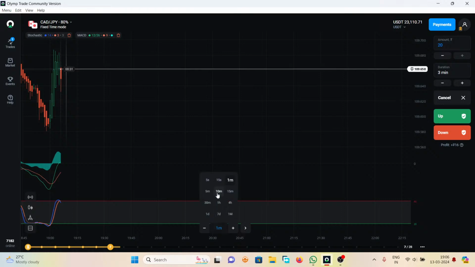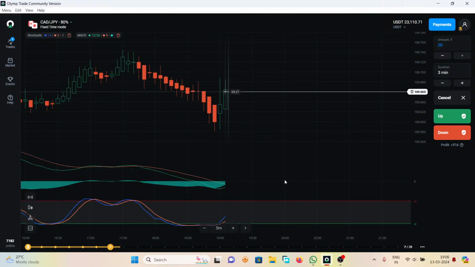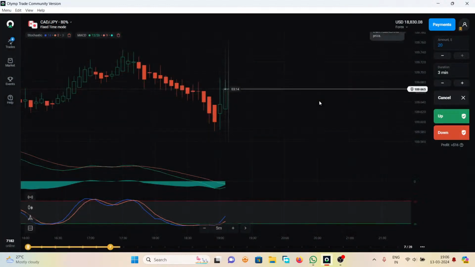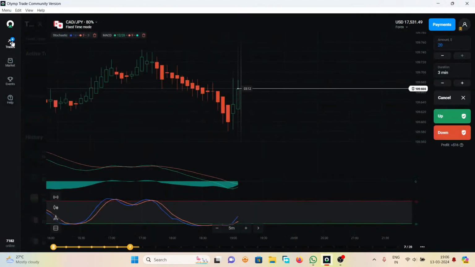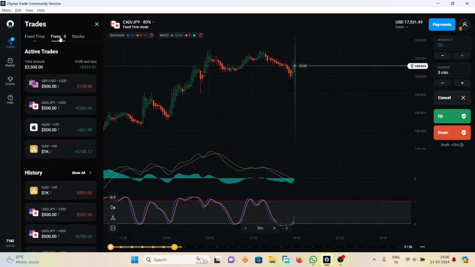So if you choose a graph time of 5 minutes, then your trading time is also going to change, and that will be 10 to 15 minutes. So 10, 11, 12, 13, 14, 15 you can choose. Now about Forex. If you want to open a trade in Forex using the same strategy, then you just need to change the graph time. Okay, wait a minute please.